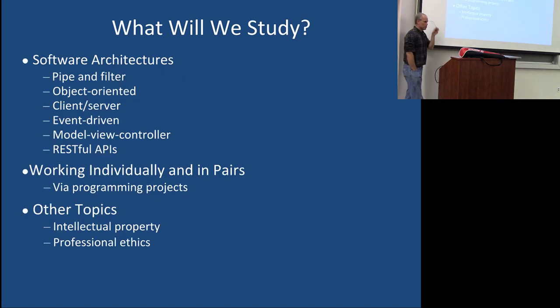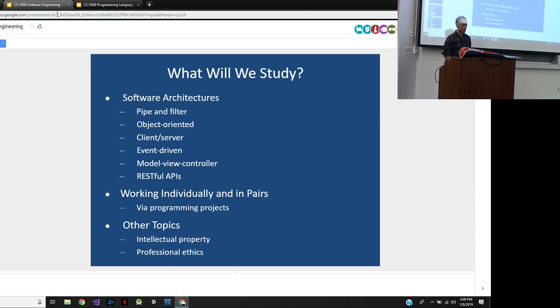We mentioned software architectures. Your first assignment involved what's sort of an antique architecture called pipe and filter. I'll say more about that later. You're very familiar by now with object-oriented designs. We'll look at client-server design. We'll look at event-driven programming. We'll look at model view controller. And we'll look at RESTful APIs. So we'll look at a variety of different ways to organize programs. And I could add database-oriented programs on there as well. So that's, in very broad strokes, what we'll be talking about.